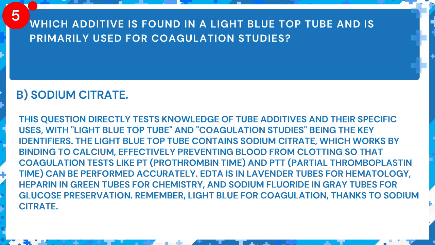Answer: B. Sodium citrate. Explanation: This question directly tests knowledge of tube additives and their specific uses, with light blue top tube and coagulation studies being the key identifiers. The light blue top tube contains sodium citrate, which works by binding to calcium, effectively preventing blood from clotting so that coagulation tests like PT, prothrombin time, and PTT, partial thromboplastin time, can be performed accurately.